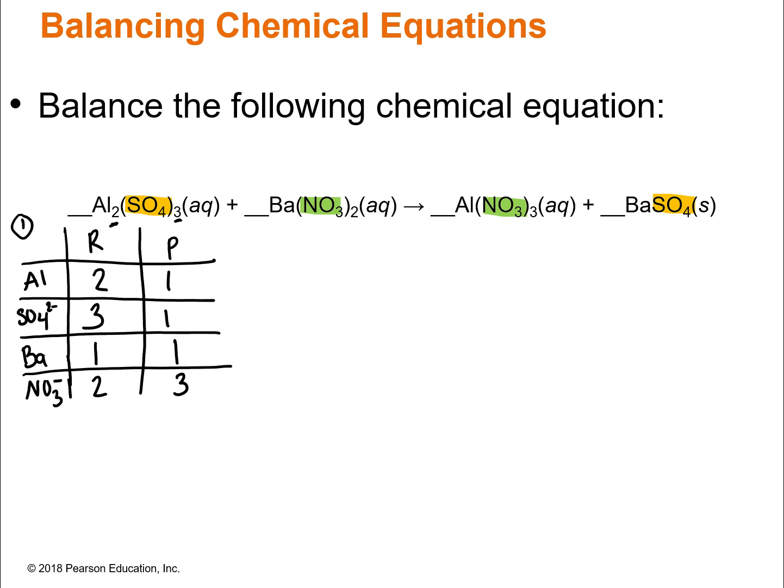So it seems like some things have disappeared. We've got to do some changing and fixing to balance out all of these elements and ions. We've got 2 on one side and 3 on the other for nitrate. That's a little bit complicated. So let's start there. Lowest common denominator here is going to be 6.